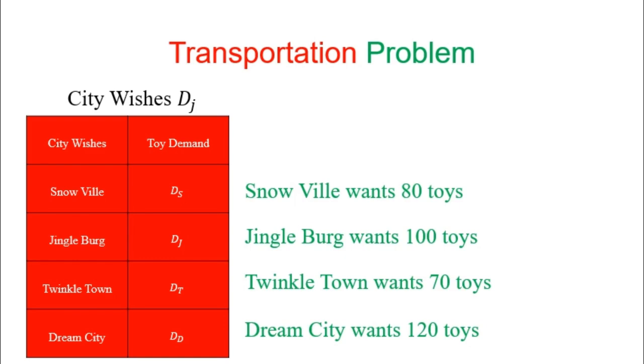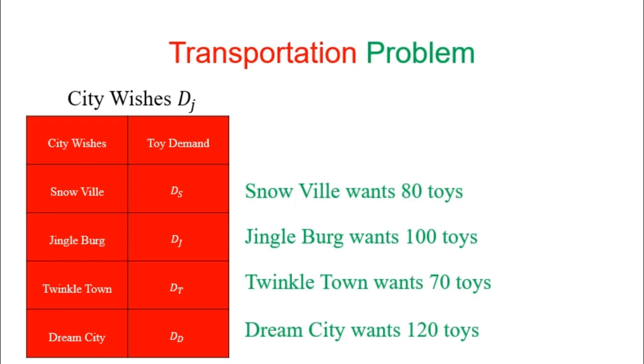Okay, so if you can see over here in the second column, it is representing the toy demand. All right, so that means the demanded quantities from Snowville City is how much? DS. DJ means what? It means the demanded quantities from the city Jingleburg. DT is the demanded quantities from Twinkletown, and DD is the demanded quantities from Dream City. So if Snowville has, let us say, a demand of 80, then we'll say that Snowville wants 80 toys. Jingleburg likewise wants 100 toys, and so on.